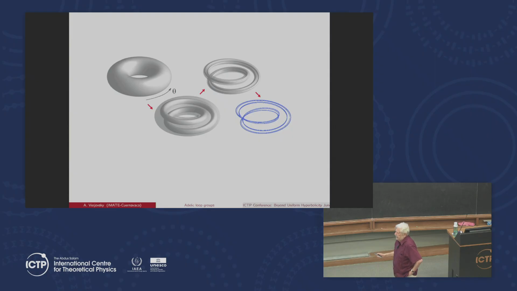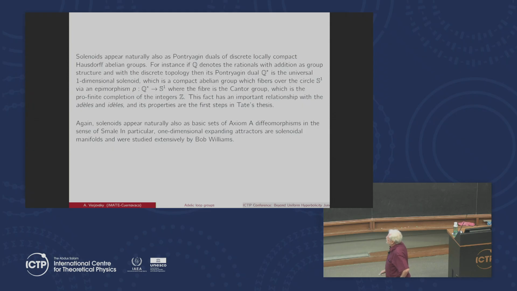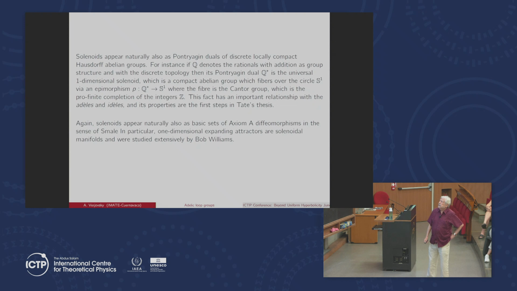So this is an object which is one-dimensional, and if you look at it from far away, it looks like a circle which wraps 2 to the n times and converges to a solenoid. Actually, solenoids appear naturally as the Pontryagin duals of discrete locally compact Hausdorff abelian groups. For instance, if you take the rationals with a discrete topology and you take the group of characters, namely continuous maps from this discrete group to the circle with the compact-open topology, then the dual of the rationals is exactly a solenoid, not the binary solenoid, and to every subgroup of the rationals corresponds a solenoid.